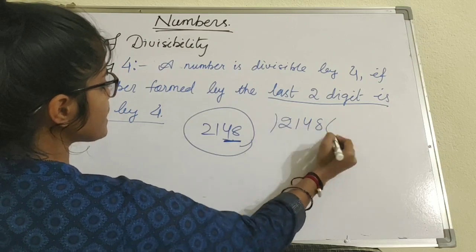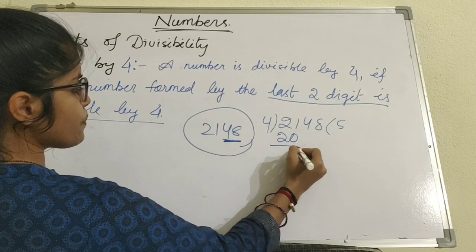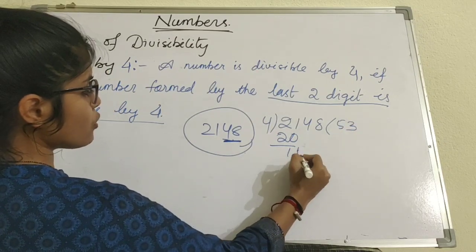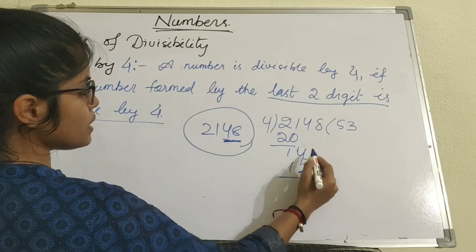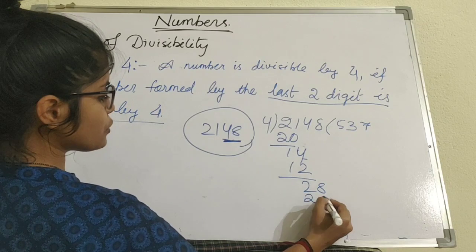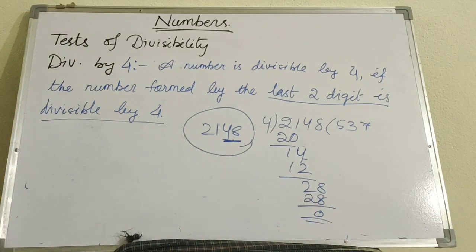2148 divided by 4. 4 5s are 20. 1, 2, 4 3s are 12. 2, 8. 4 7s are 28. And the remainder is 0. That means 2148 is divisible by 4.